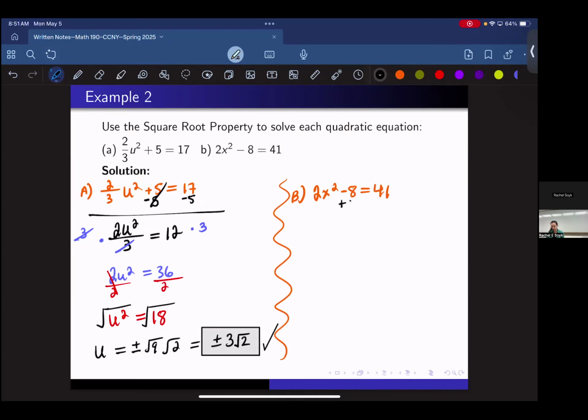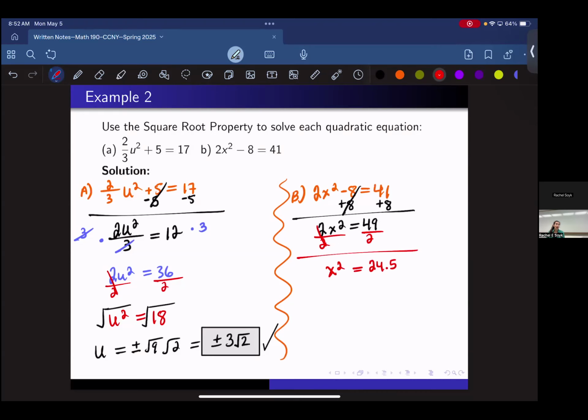Let's look at part B. We're going to go ahead and add 8 to both sides. So we get 2x squared is equal to 49. And then we are going to divide both sides by 2. So we get x squared is equal to 24.5. Not a nice number.